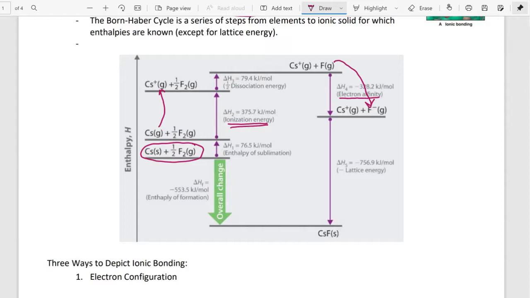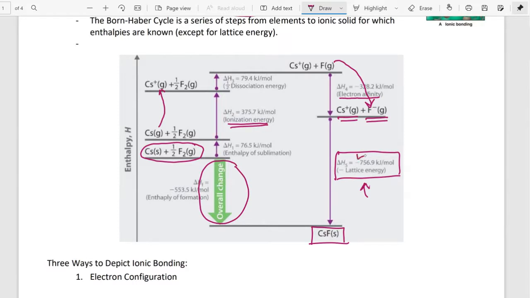And then the last step that we're most interested in is this one here. Now that we've formed our positive and negative ions, the attraction between them is going to release a large amount of energy to then form our solid ionic compound. This is what makes this process favorable and why we see an overall negative change, meaning it's exothermic, which tends to be favorable.